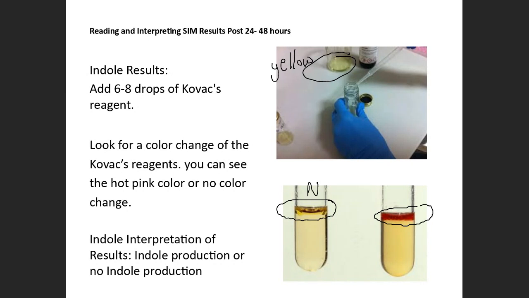There is no change in color in the tube on the left. There is a change in color to a pink-red color on the tube on the right. That can be interpreted as, for the pink-red tube, there was indole production, or it is indole positive or tryptophanase positive. On the left tube that has no change in color, because the Kovacs actually shows you the presence of indole, it reacts with it. There will be no indole production, or indole negative or tryptophanase negative.